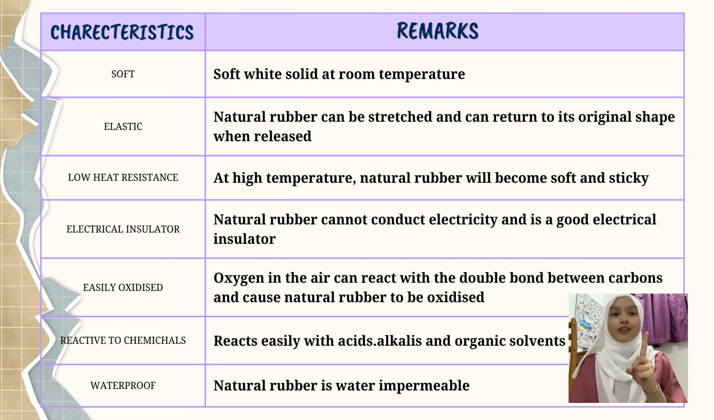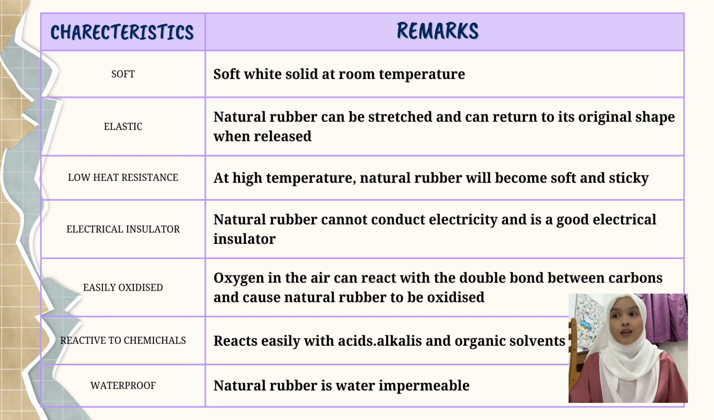Here it comes for the characteristics. Number 1, it's soft. Soft white solid at room temperature. Number 2, elastic. Natural rubber can be stretched and can return to its original shape when released. Number 3, low heat resistance. At high temperature, natural rubber will become soft and sticky. Number 4, electrical insulator. Natural rubber cannot conduct electricity and is a good electrical insulator.